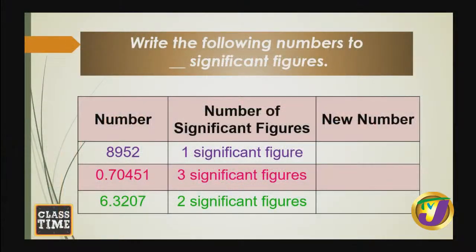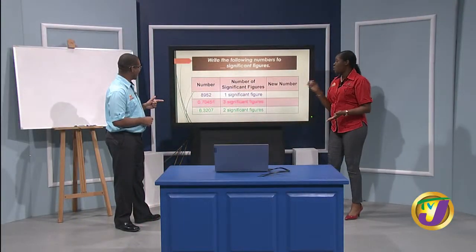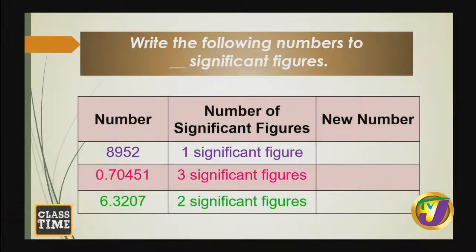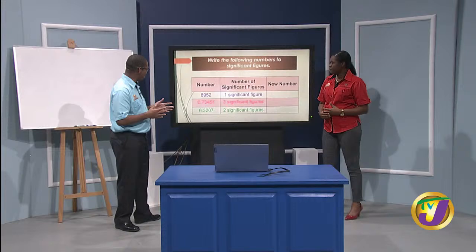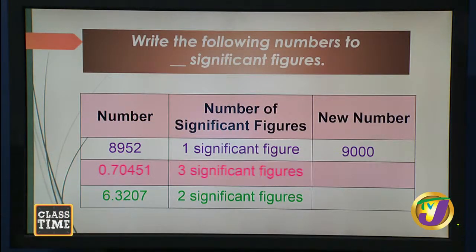Okay. Let's write a few of these numbers to a given number of significant figures. Let's see if we can get 8,952 to one significant figure. What are you thinking, Nikisha? It can't be just 8, because I'm coming from 8,000, so I need to have a number in the thousands. Yes. And we know, based on working with numbers, that this is very close to 9,000. So if we wanted an estimate, 9,000 would be good.